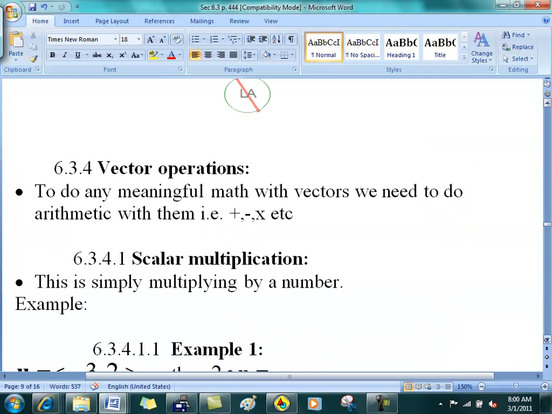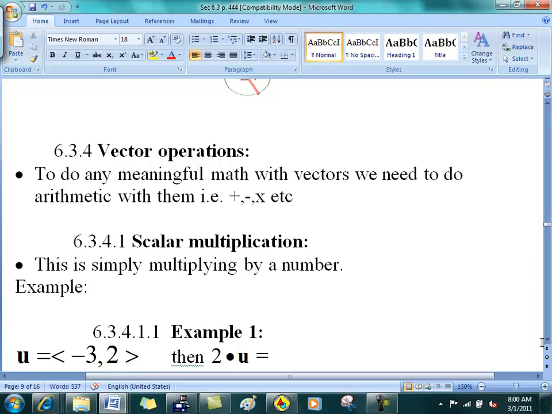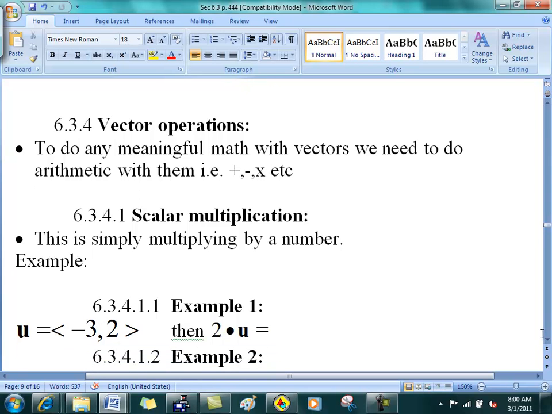Vector operations. So we need to learn how to add, subtract, and multiply. And the kind of multiplications that we will do is very simple. There are two kinds of multiplications. One's called scalar multiplication, and the other one's called vector multiplication. We shall not do vector multiplication. We'll do only scalar multiplication.